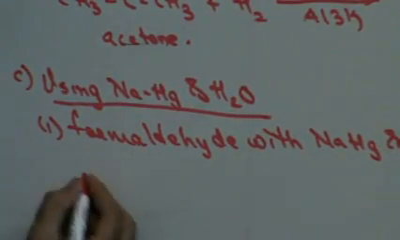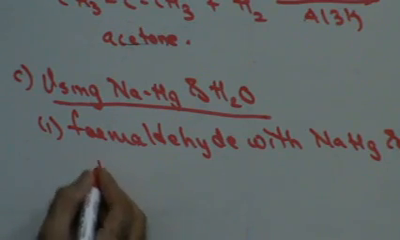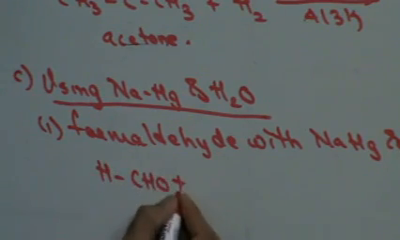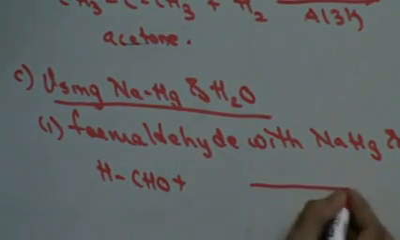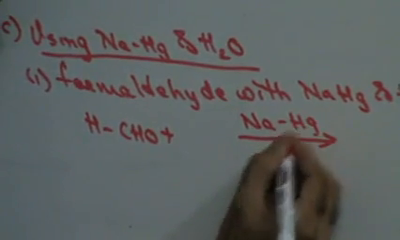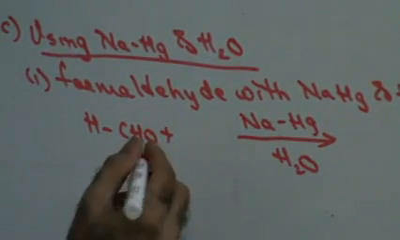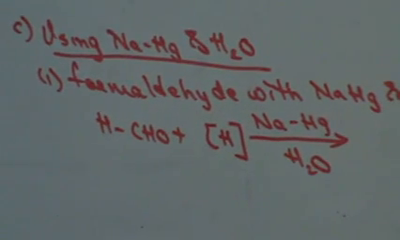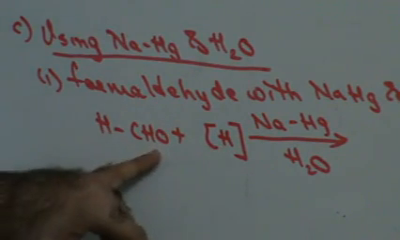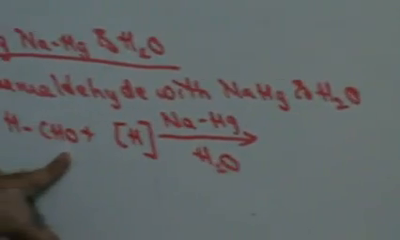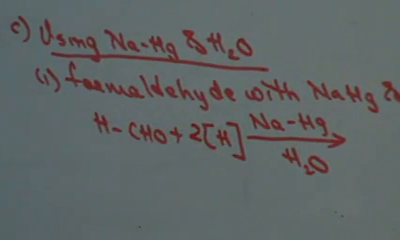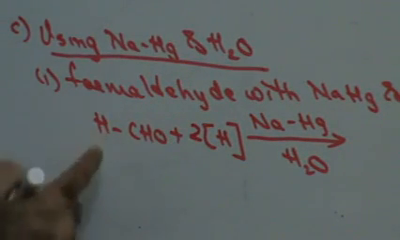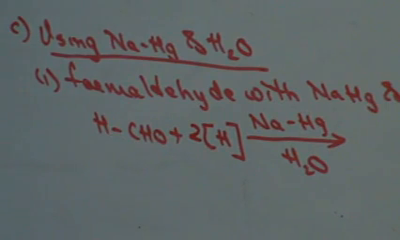Let's see this. Formaldehyde, HCHO, treated with sodium amalgam and water. When I react with sodium amalgam and water, what I get is nascent hydrogen. You have an addition reaction taking place. To form an alcohol from an aldehyde I need two hydrogens. So for balancing I'm going to take two.